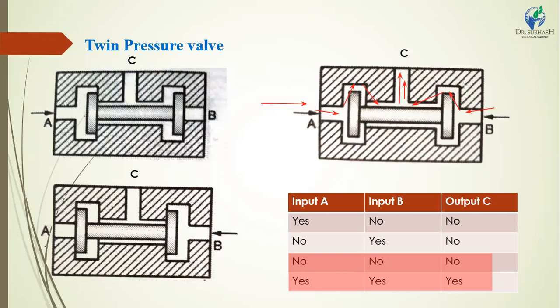At this time, the spool is stopped in a middle position and port A and port B are open. This means the oil passes from port A and port B to port C. That is a twin pressure valve. If you close both conditions, the oil cannot pass from port A, B to C.